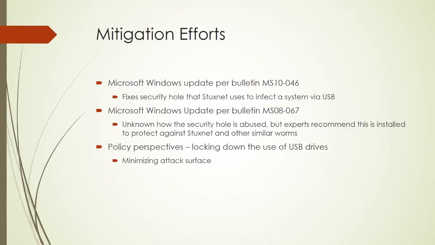So now that we know that Stuxnet is a very potent worm, what can organizations do to protect themselves against Stuxnet and prevent it from happening to their organization? Well, first, there are 2 Microsoft Windows updates that all systems should have installed, specifically per bulletin MS10-046 and MS08-067. The first of which fixes a security hole that Stuxnet uses to infect the system via USB.